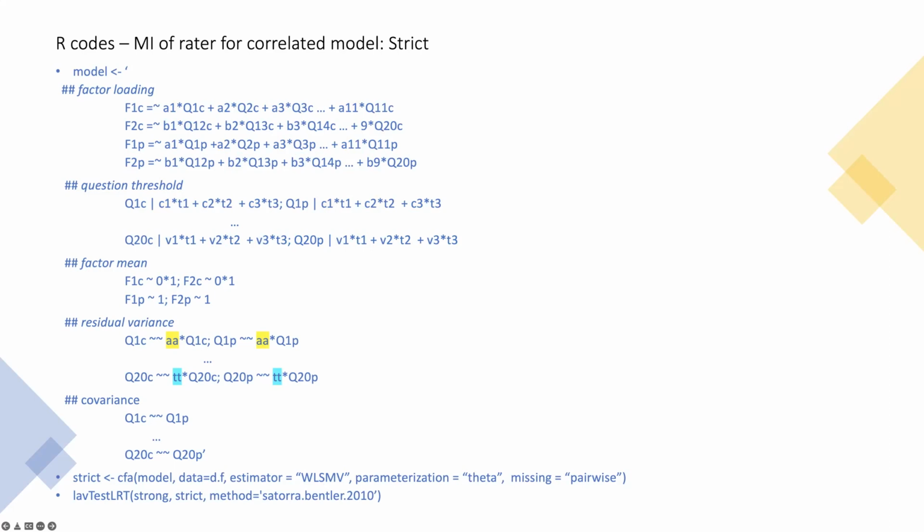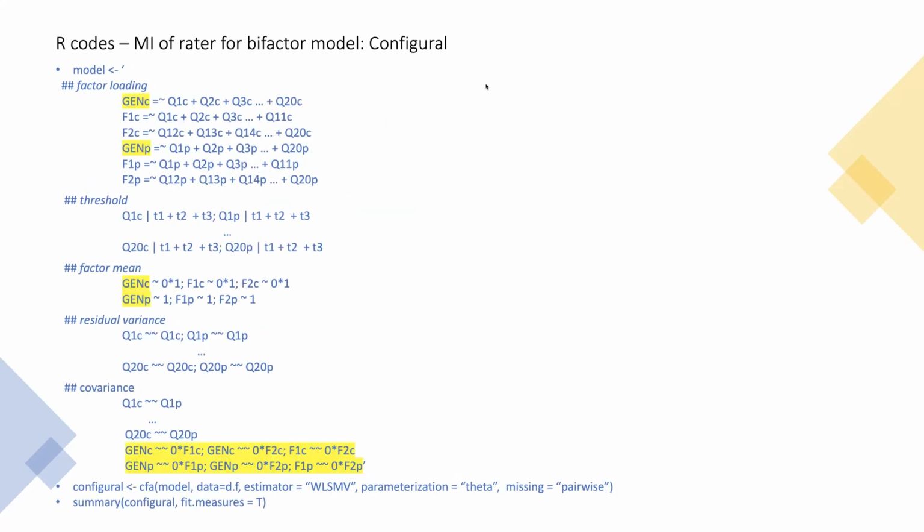For the bifactor model, it is similar. The only thing you want to add in is the general factor. So we want a general factor for the child for all 20 questions, and a general factor for the parent. Then you just add in the factor means again. All the factor means for either the parent or the child should be 0. You can choose one, and then the rest should be 1, I think. And then the rest should be freely estimated, so you can compare.